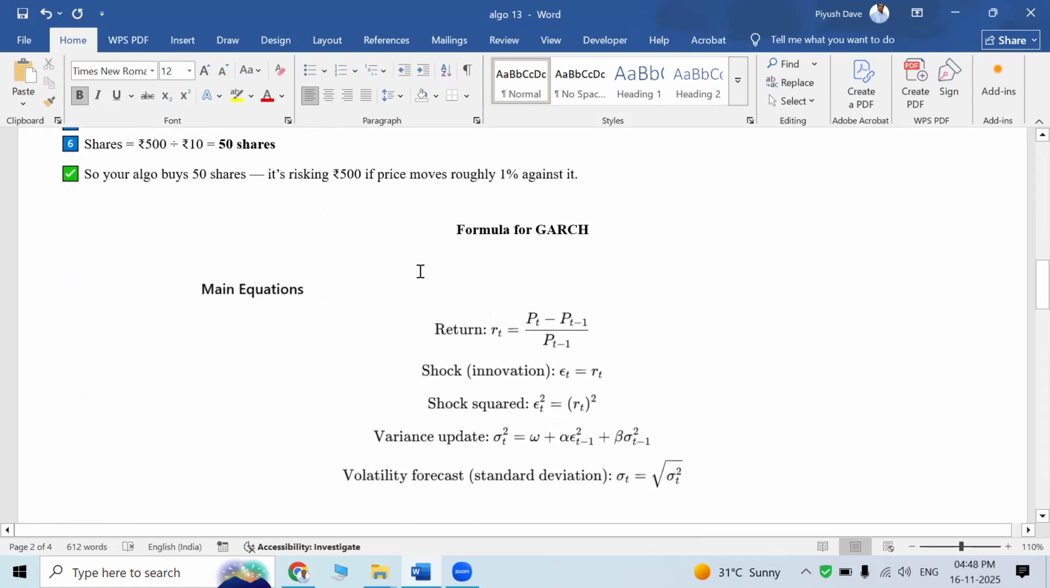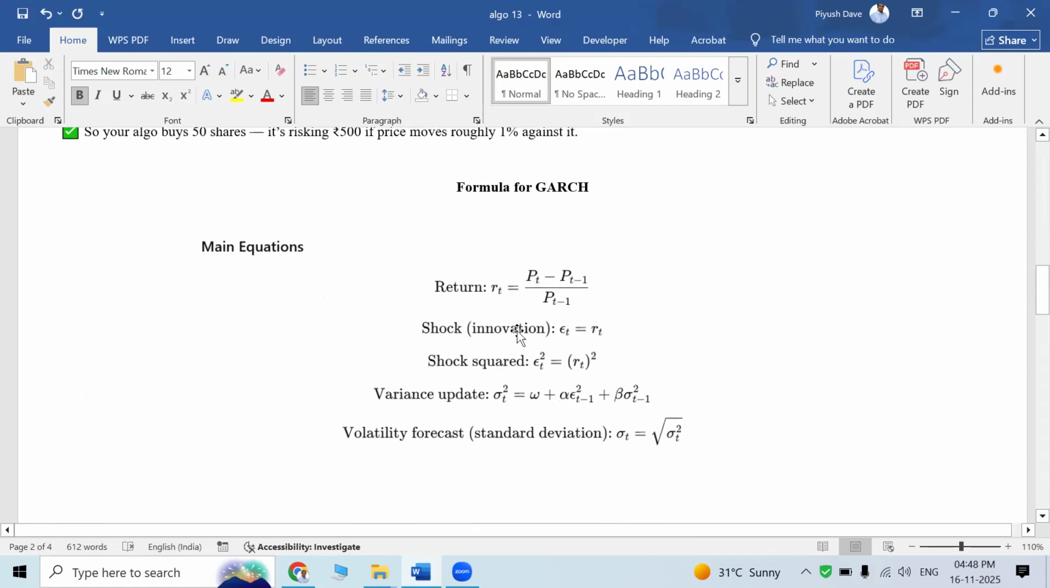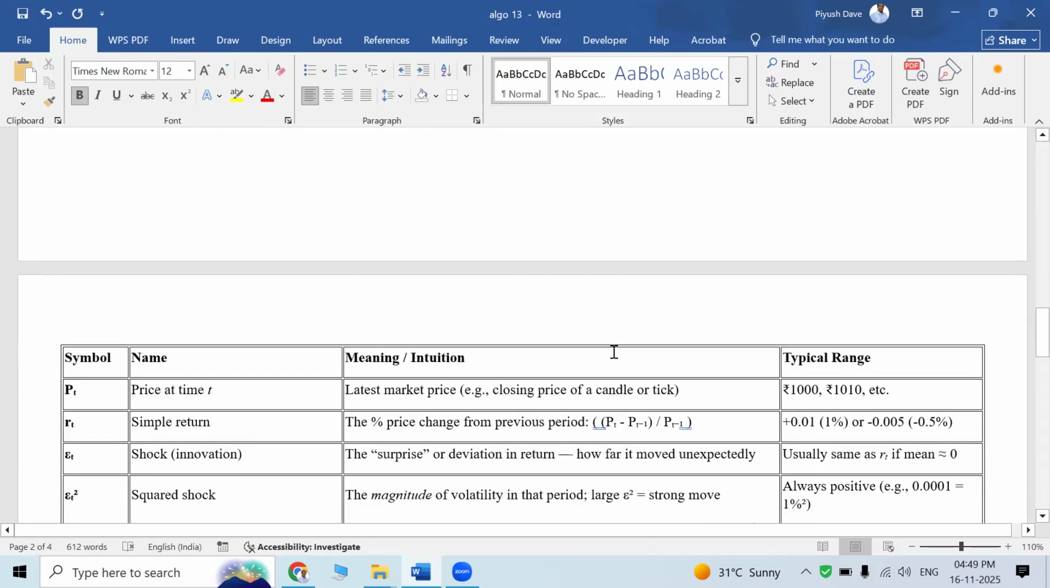Now this is the formula for GARCH, the main formula. The return equals (Pt minus Pt-1) upon Pt-1. Then there is the innovation, the shock equation, the variance, and the volatility forecast. Observing this formula, you might find it very difficult, but let me break it down in the table itself so you will understand each point.